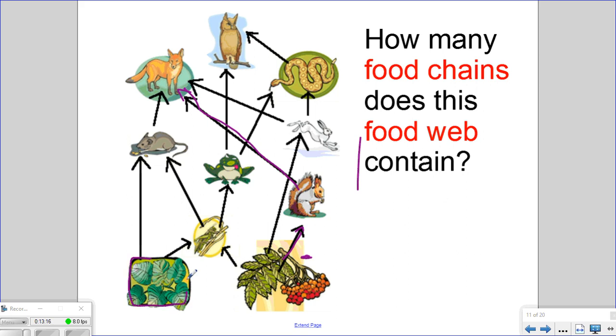Another possible food chain, you start with these leaves here, which can transfer its energy to the grasshopper, which transfers its energy to the frog, which transfers its energy to the owl. And so that is a second food chain. So I've identified 2 food chains. You identify the rest.